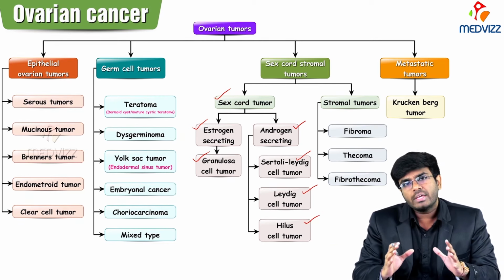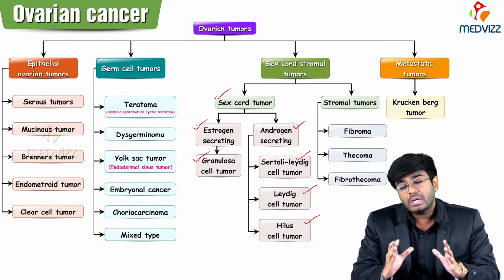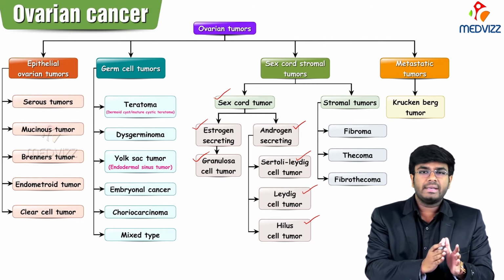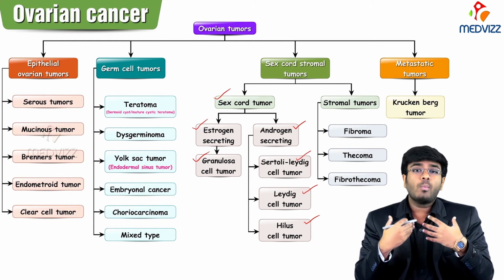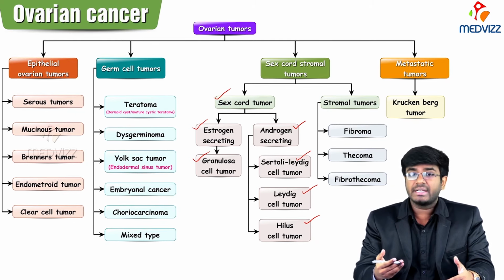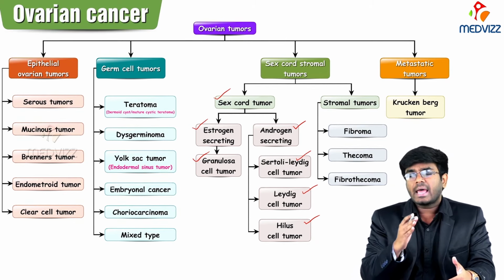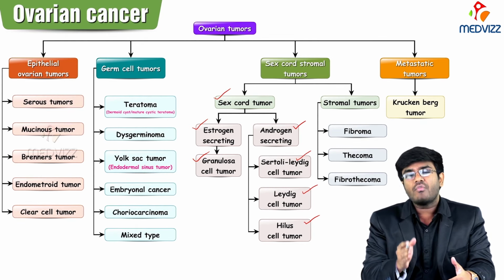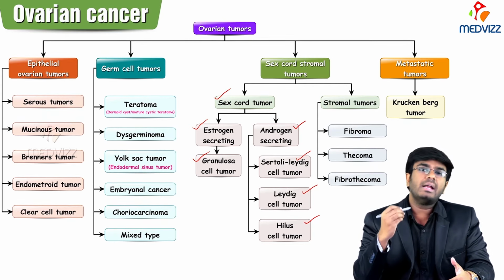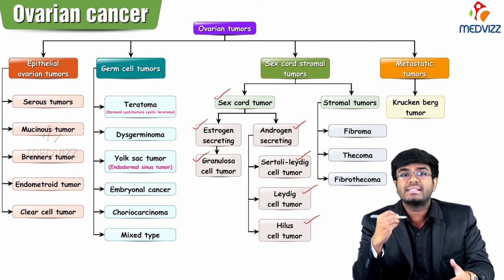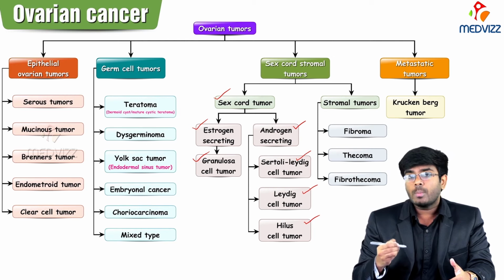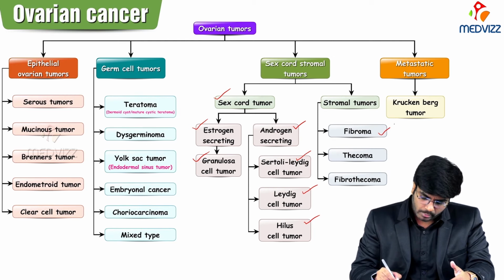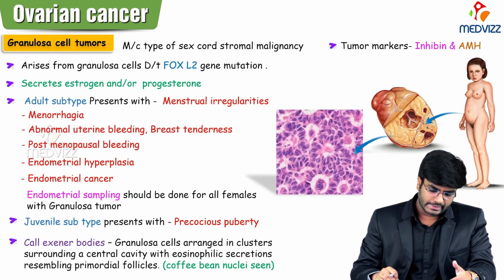So what we can know here is that the sex-cord tumors are divided into two different types based on the type of hormone they are producing: the androgen secreting and estrogen secreting. Granulosa cell tumor is an example of an estrogen secreting tumor, and Sertoli-Leydig cell tumor is an example of an androgen secreting tumor. Now if you are talking about stromal tumors, it includes Fibroma, Thecoma and Fibrothecoma. Now let's discuss in detail.